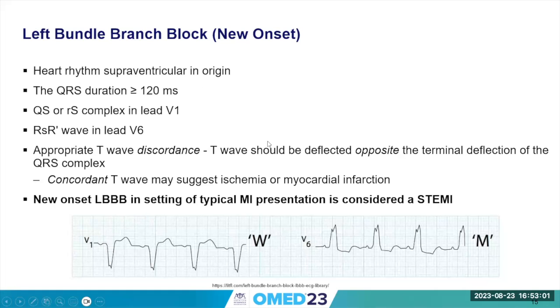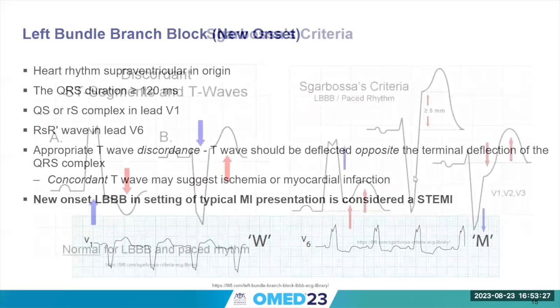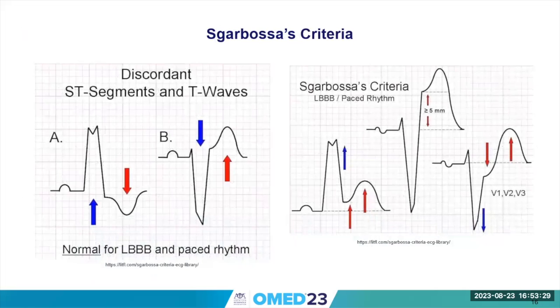And here we have the criteria for a left bundle branch block. Just know that in V1, you have the QS or the RS complex, which is rather large, and then you have essentially those bunny ears in lead V6. The big important thing about this is you want the appropriate discordance, because what if you have a patient that has a confirmed previous left bundle branch block, right? It's not new, and they're complaining of the chest discomfort and they have the right clinical picture. Well, that is when you apply the Sgarbossa criteria.